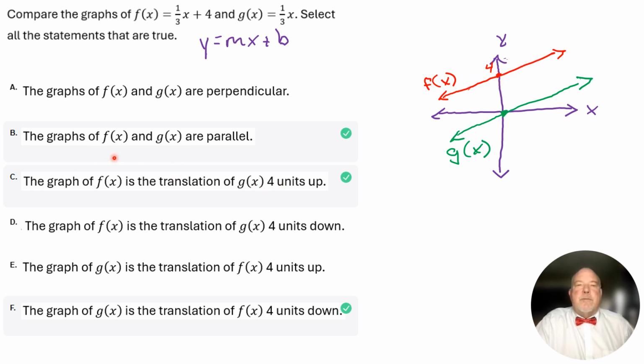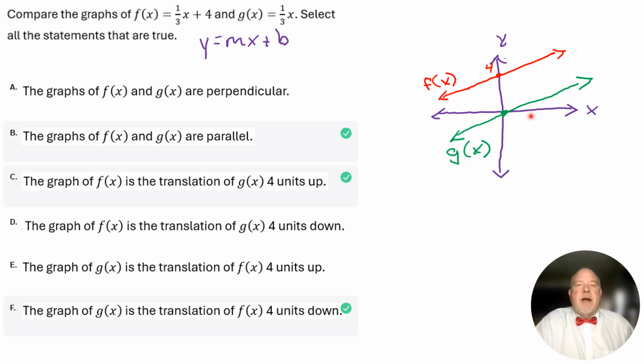So that is true. D says the graph of f of x is the translation of g of x 4 units down. So it's saying the opposite, and that is not true. If that was true, then f of x would be down below g of x. And then E says the graph of g of x is the translation of f of x 4 units up. So it's saying take f of x and move it 4 units up and you get g of x. And that's not true.